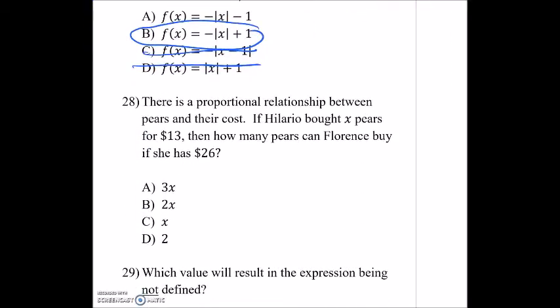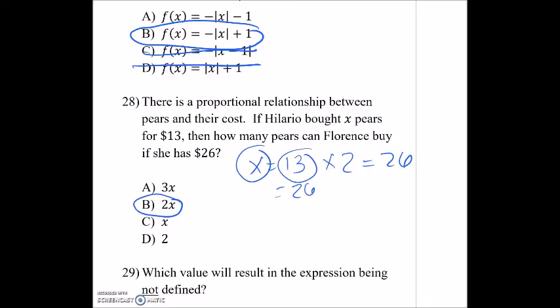There's a proportional relationship between pairs and their cost. If Eladio bought x pairs for $13, how many pairs can Florence buy if she has $26? Well, 13 times 2 is 26, so I should be able to buy twice as many, which is 2x.